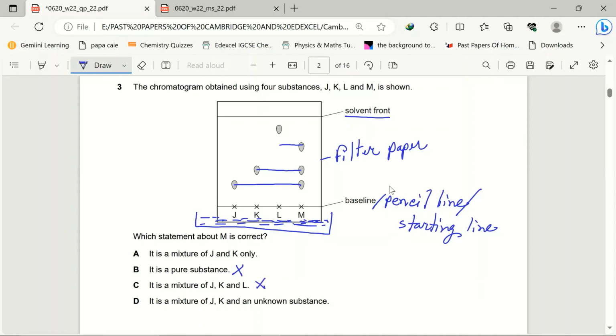It is a mixture of J, K, and an unknown substance. That is absolutely correct, because we have 3 different spots, and we do not know what type of substance the third is, because we do not have any reference point. M is aligned with J, and the second spot is aligned with K, but this is not aligned with anything. So this should be an unknown substance. So question number 3, D is the only correct answer.